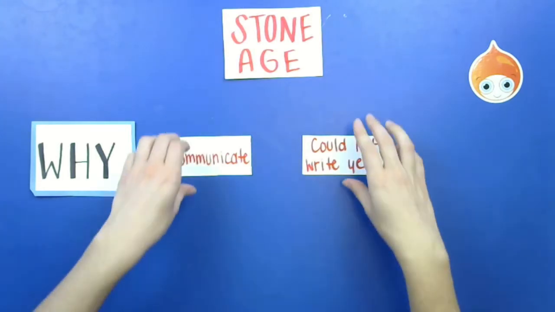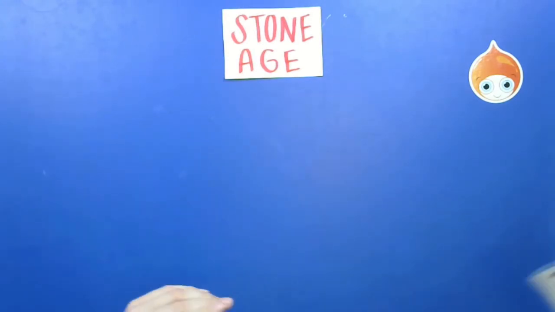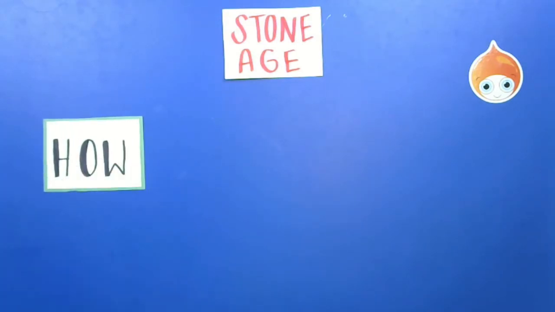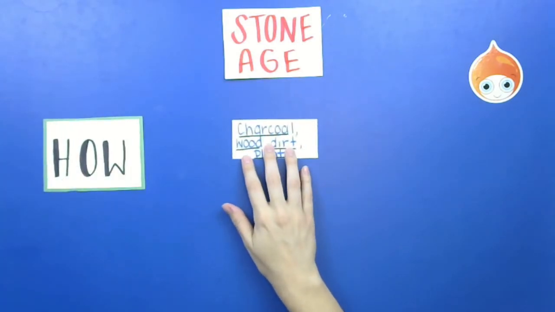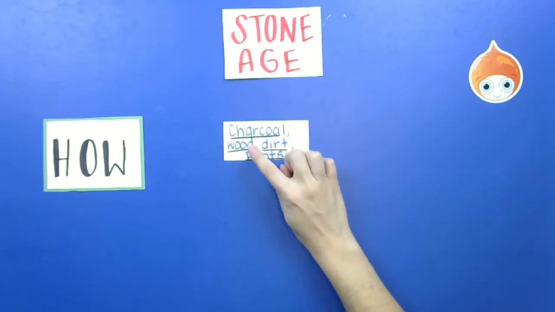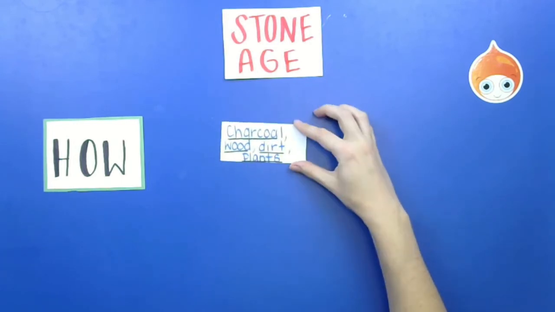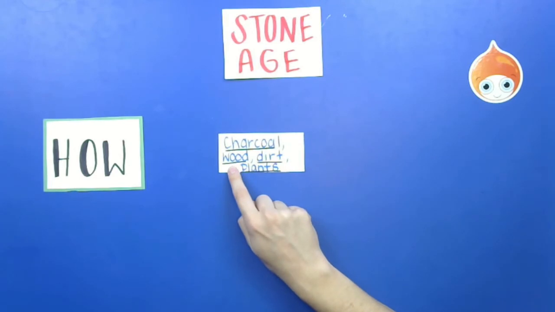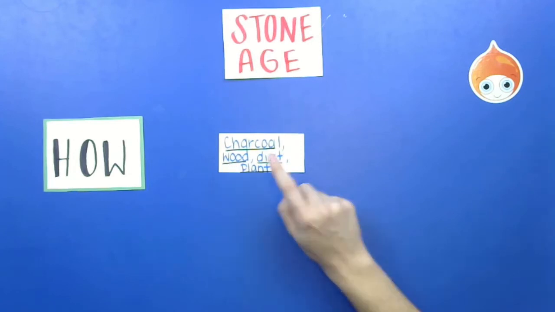Our last one today is the how. How did they create the art that we were looking at? There were a couple of different ways they created it, but the main ones we're going to talk about are charcoal, wood, dirt, and plants. Charcoal is what they used to draw on the walls. If you saw those animal paintings, they used charcoal. Wood was what they carved out of, so they would create sculptures and statues made of wood.